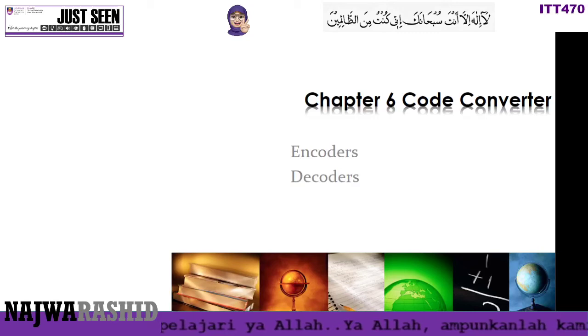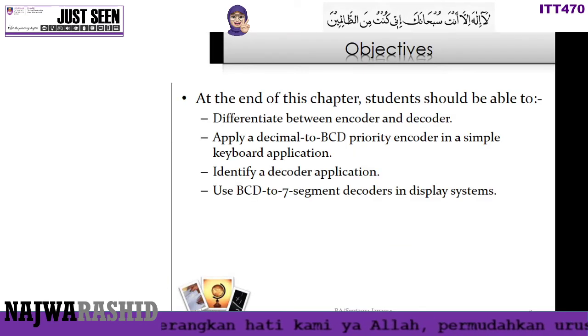In chapter 6, we will discuss the code converter. Under this chapter, you will learn two types of converter. The first one is the encoder and the second one is the decoder. At the end of this chapter, you should be able to identify which one is the encoder and which one is the decoder. So you should be able to differentiate between the encoder and decoder.